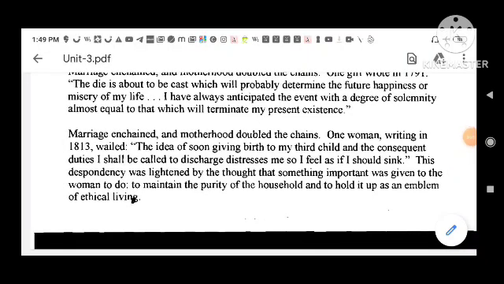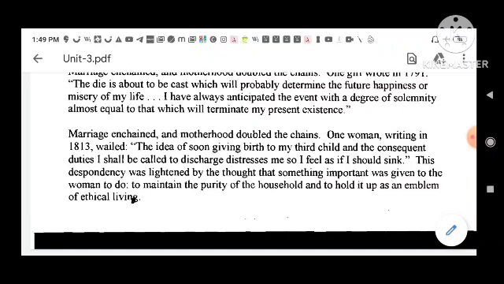So, marriage enchained and motherhood doubled the chains. One woman writing in 1813 wailed, "The idea of soon giving birth to my third child and the consequent duties I shall be called to discharge distress me, so I feel as if I should sink." This despondency was lightened by the thought that something important was given to the woman to do: to maintain the purity of the household and to hold it up as an emblem of ethical living.